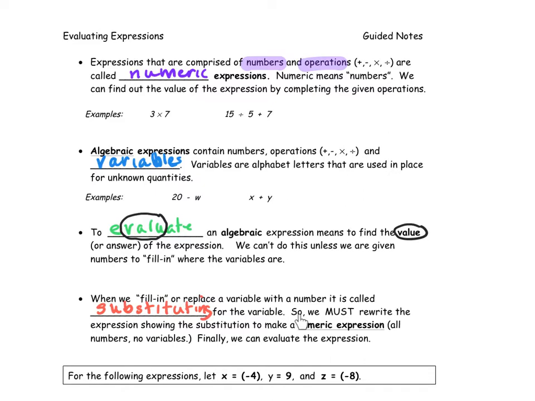So to continue, we must rewrite the expression showing the substitution, meaning the number that we replaced, to make a numeric expression, which means all numbers, no variables. And finally, that's how we're able to evaluate or find the value of the expression. So I know this is a lot to take in, so let's see what this looks like.